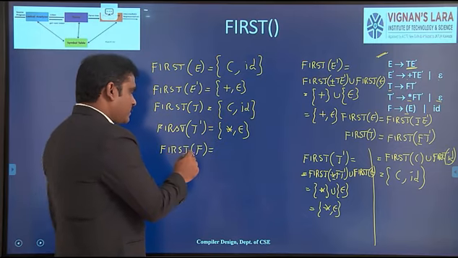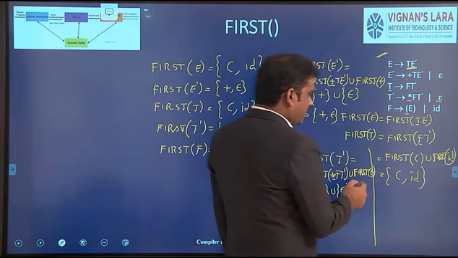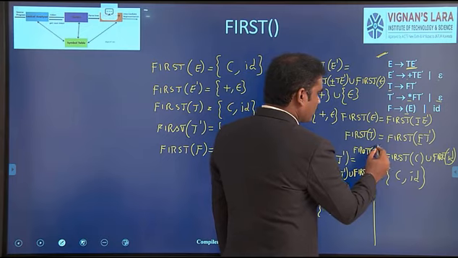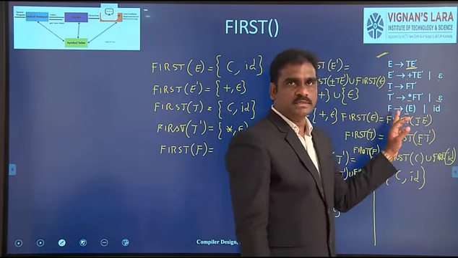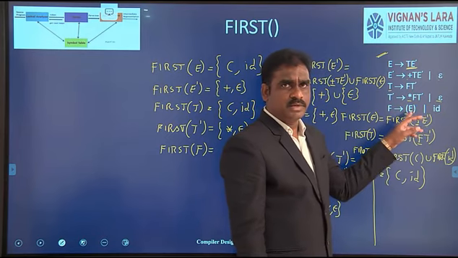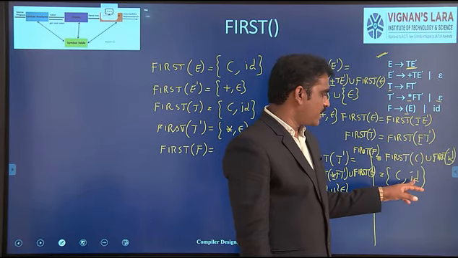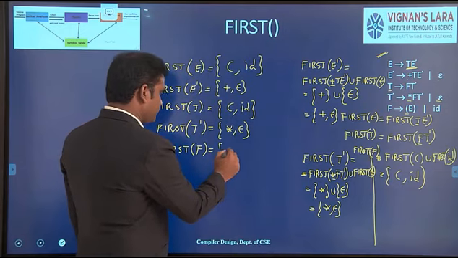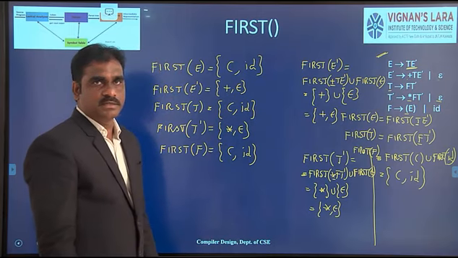Same way, the last one is first of F. This part is already completed. First of F, F has two productions. One is open parenthesis E closed parenthesis, which starts with a terminal symbol, open parenthesis, and the other is ID. So open parenthesis comma ID. This is the final result.